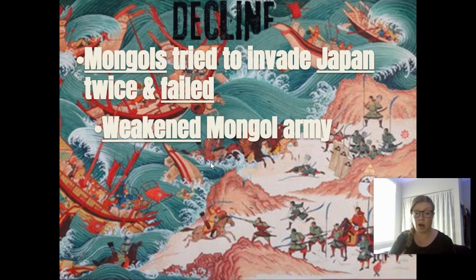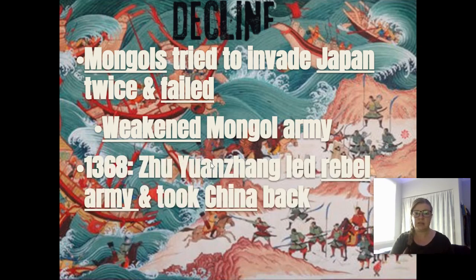This weakened the Mongol army. They lost a lot of men at sea and in the war between them and Japan. So it weakened the Mongol army specifically by numbers. So Zhu Yuanzhang led the rebel army and took China back. Once they saw that the Mongols were weakened, the Chinese put together their own army, and Zhu Yuanzhang put together this rebel army and took China back from the Mongols.